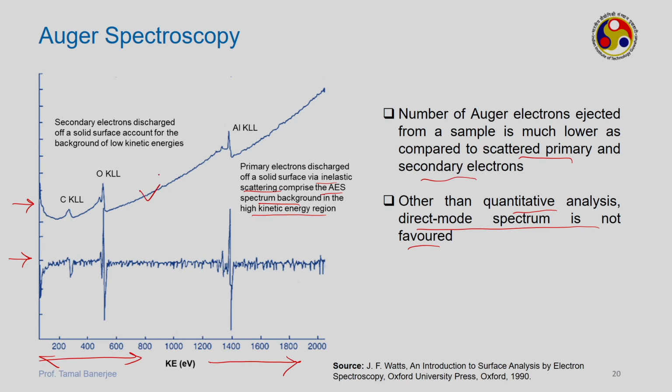So, these two peaks are similar, okay? They are similar. One is the direct spectrum, one is the indirect spectrum, that is the derivative. So, in the derivative form, it is much easier to analyze.